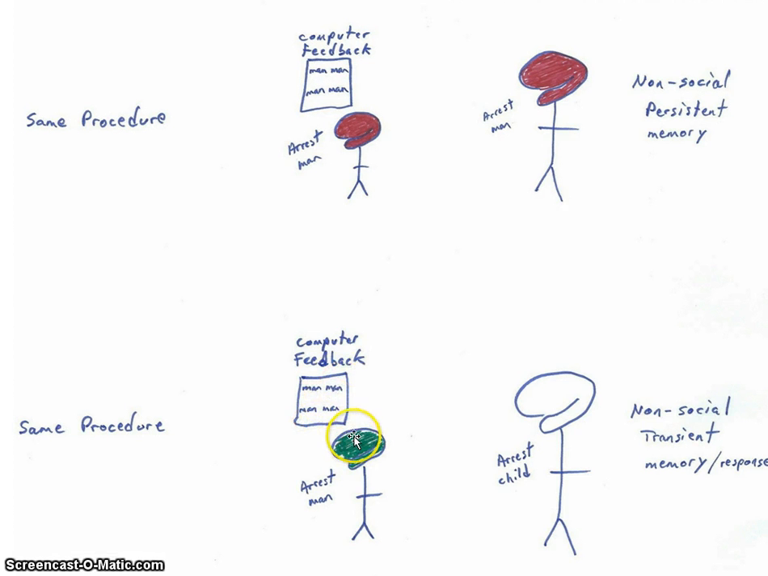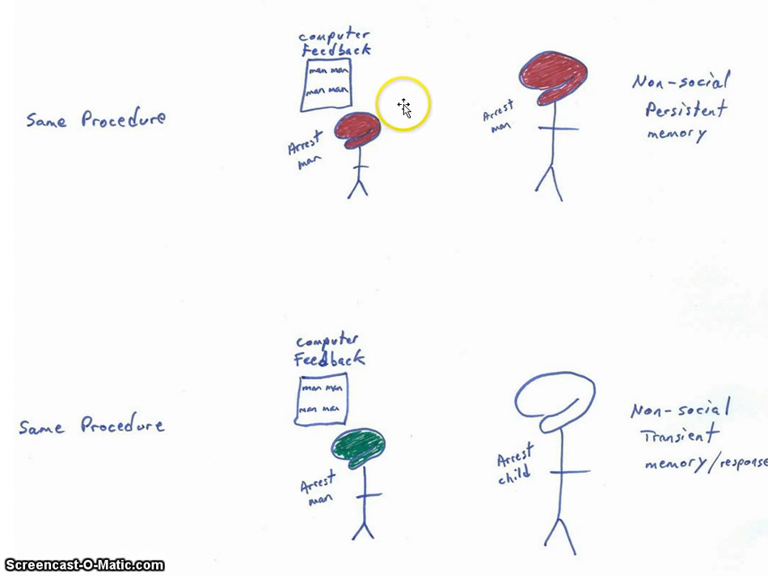Again, we can imagine two types of responses. Some will say, okay, the man was arrested, so they will change their response. But then upon learning that this was random feedback, they will revert back to their original memory. That would be a non-social transient memory response. It's non-social because it's a computer, and it's transient because they only momentarily, in this third phase, change their answer. They revert back to their answer on the final testing. And again, up here we can imagine a non-social persistent memory where they actually incorporate what the computers are saying into their memory.